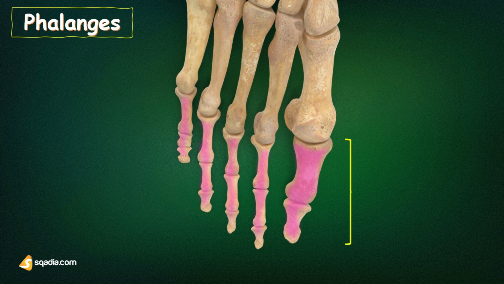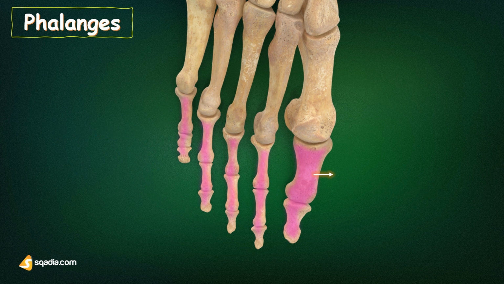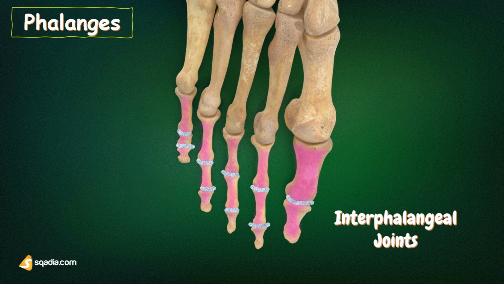The first bone in each toe is called the proximal phalanx, and the last bone is called the distal phalanx. The phalanx that is between the proximal and the distal is called the middle phalanx. Now, remember there is no middle phalanx in the first toe of the foot. Since the big toe only has 2 bones, the joint that is formed between each phalanx bone is called the interphalangeal joint.